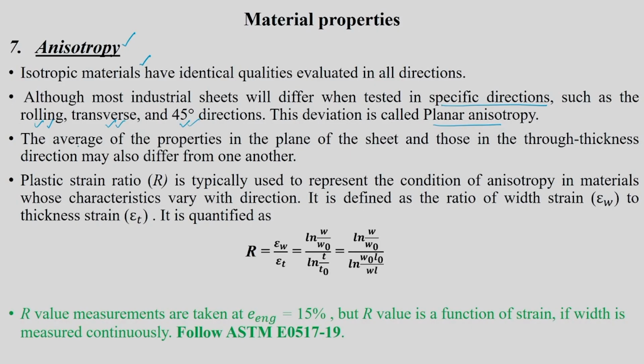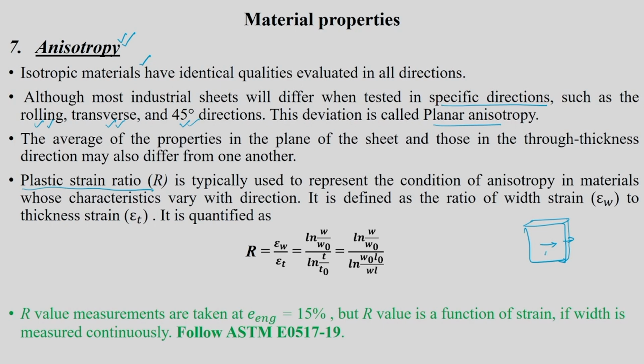Okay. So, now there is one more point. The average of the properties in the plane of the sheet and those in the through thickness direction may also differ from one another. That means on the sheet plane, and in the through thickness direction, the properties are also not going to be the same; they differ. So, how to quantify this anisotropy in sheets? We define something called the plastic strain ratio, called R, which is typically used to represent the condition of anisotropy in materials whose characteristics vary with the direction. Here we are specifically speaking about rolling direction.